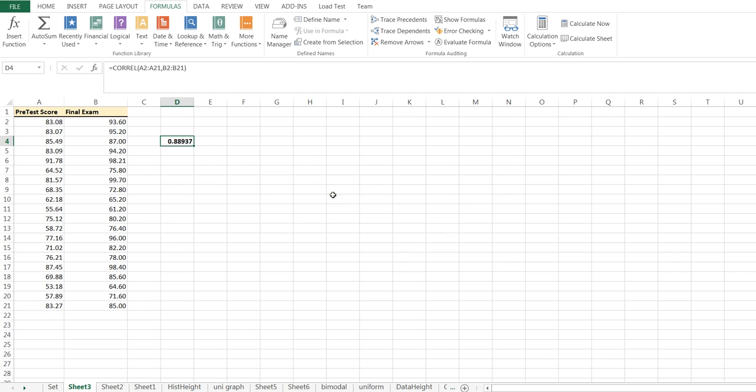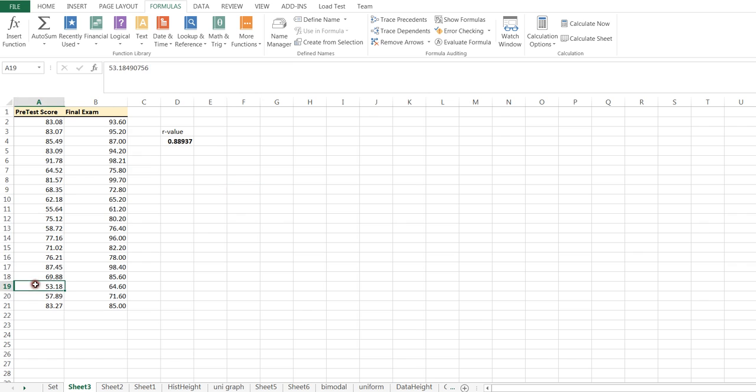This value, which I will make bold, is in fact the R value. It is the correlation coefficient for these two variables given the data sets that I have here. This value is very close to +1. It is a very strong positive correlation or relationship between these two variables. So we expect to see that as somebody's pretest score goes up, their final exam score goes up as well.